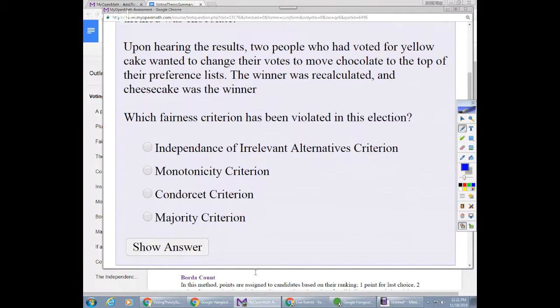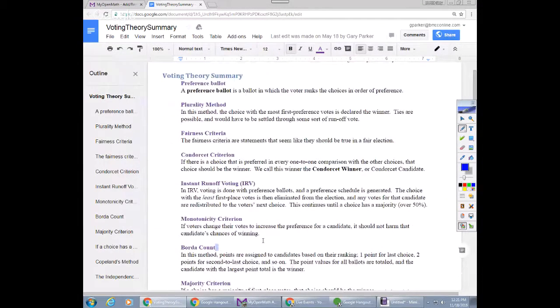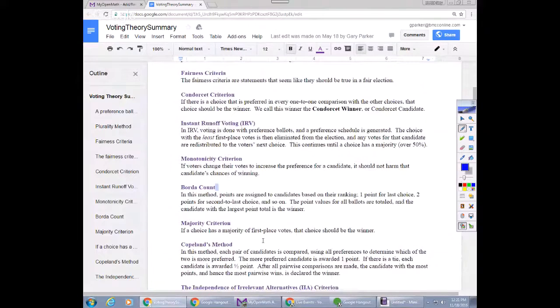Monotonicity, I've forgotten that one. Let's see, what does monotonicity say? If a voter changes their votes to increase the preference for a candidate, it should not harm the candidate's chance of winning. That sounds like what we have going on here. Okay, so monotonic means stay the same. So here we're saying, if it doesn't change the same, it shouldn't change things either. Okay, so they're trying to increase preference for a different candidate.